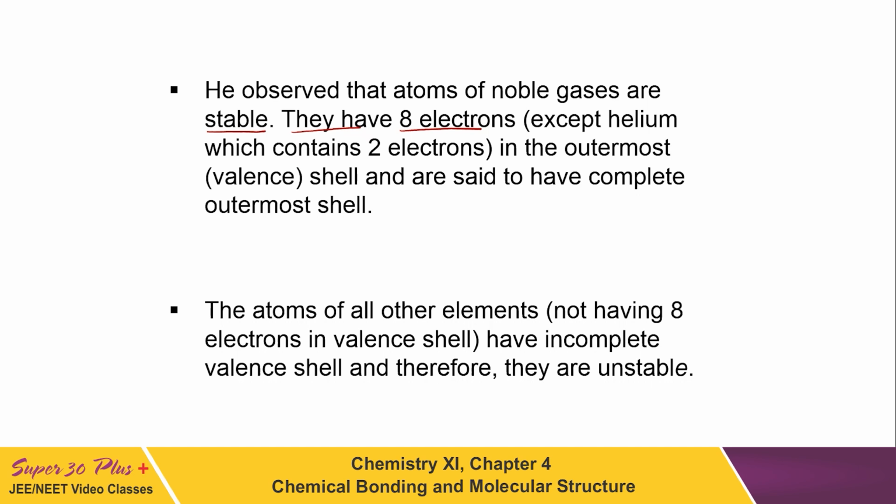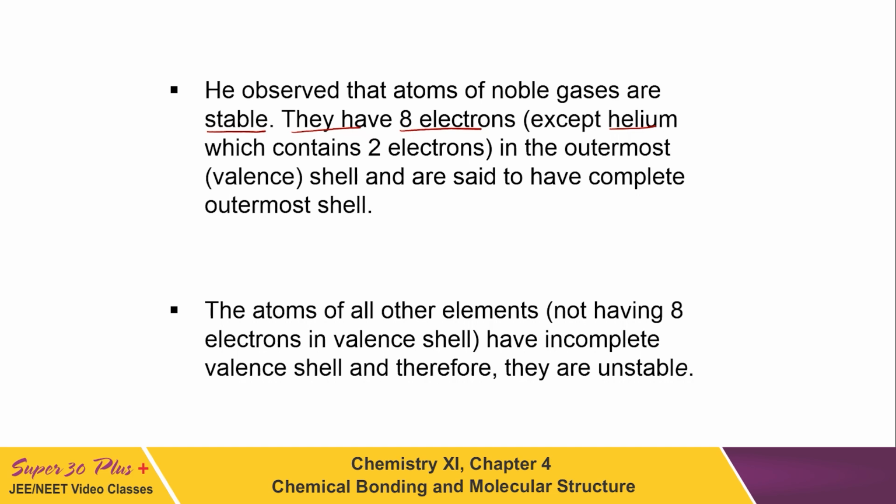Although there are a few exceptions to this rule, like helium. I'm not saying that helium is not stable. Yes, helium is stable, in fact very stable, but it contains just 2 electrons in the outer shell. Yes, I call helium an inert gas or a noble gas, but it does not have 8 electrons in the outer shell, just 2.